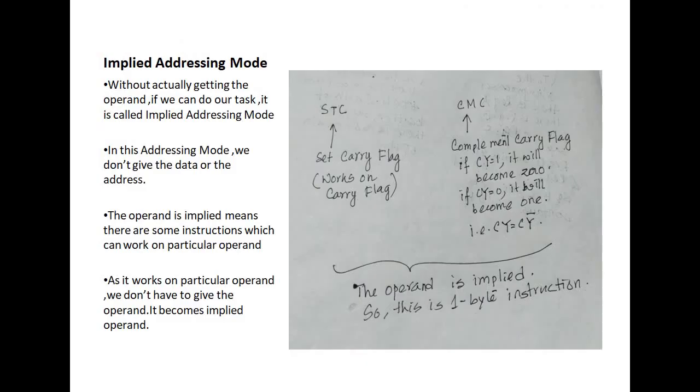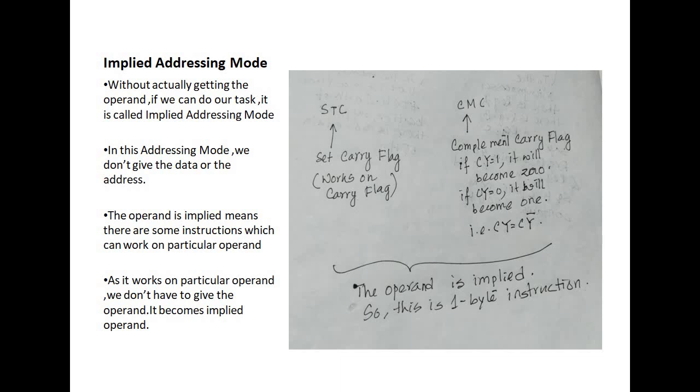Now, the last addressing mode, and the simplest addressing mode, is the implied addressing mode. What is implied addressing mode? Very simple. Many times we don't have to say things. It is implied, that is, if you can convey your message without speaking, that is called implied. So if you can do your job without actually getting the operand, it is called implied addressing mode.